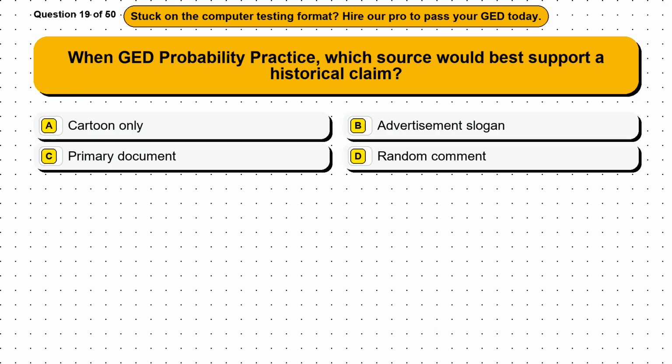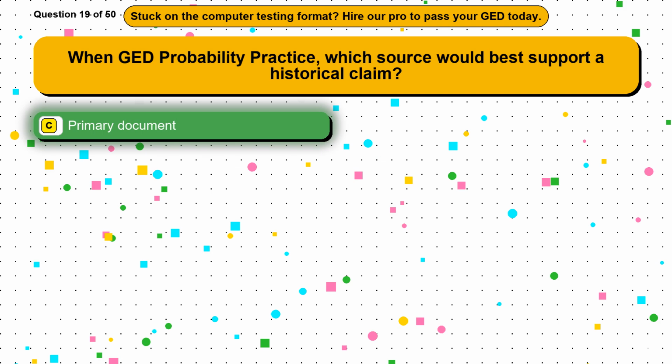Question 19. When GED probability practice, which source would best support a historical claim? Option A, cartoon only. Option B, advertisement slogan. Option C, primary document. Option D, random comment. The correct answer is option C.